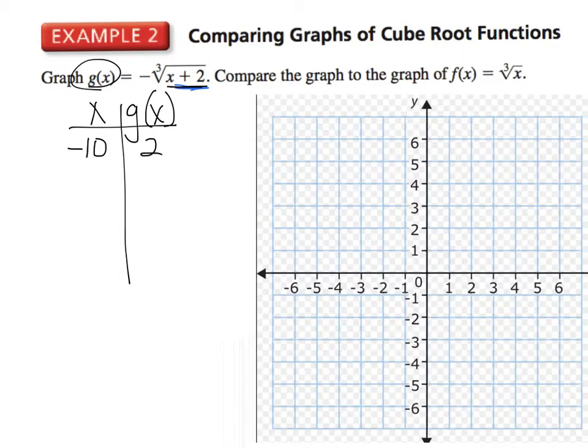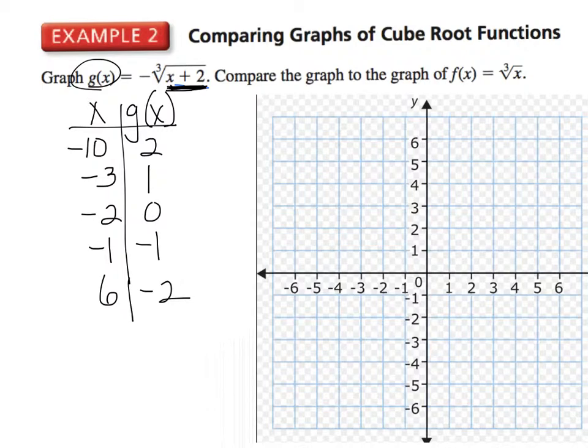Now I want to get -1 underneath the radical. That means I want to do negative 3. If I plug that in, the cube root of negative 1 is negative 1, multiplied by negative would be positive 1. And if I want 0 on the inside, I'm going to plug in negative 2. That gives me 0. Then I'm going to plug in negative 1. That gives me positive 1. Cube root of 1 is 1, multiplied by negative is negative 1. And lastly, we plug in 6 because that gives me 8 and the cube root of 8 is 2. So I get negative 2.